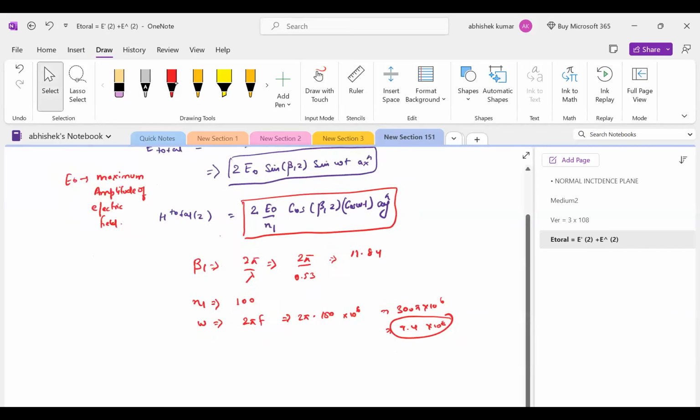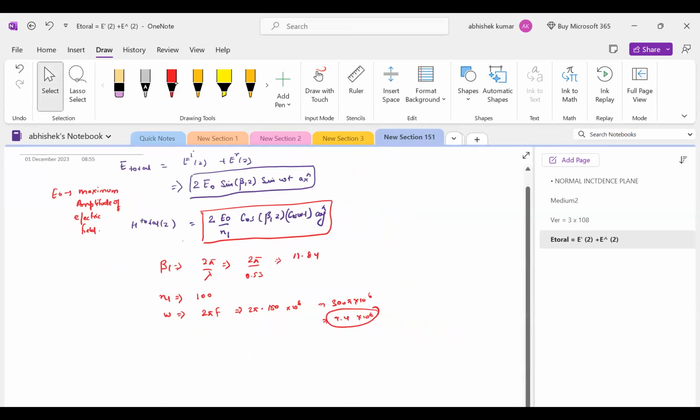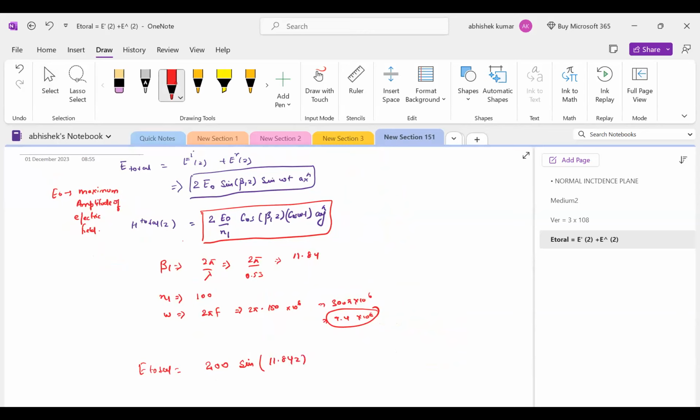Okay, this is over. If you put all those things there, you will get E total as 1200 sine 11.84 z sine 9.4 into 10 to the power 8 t ax. And similarly, you can find H total as 200 divided by N1.